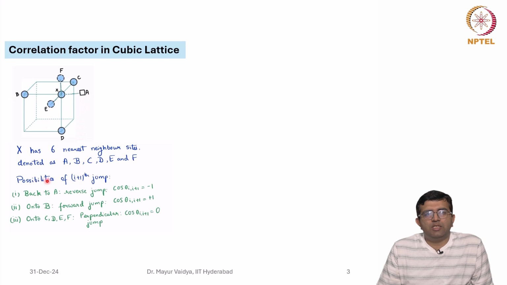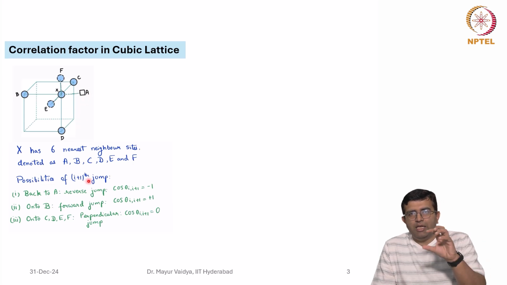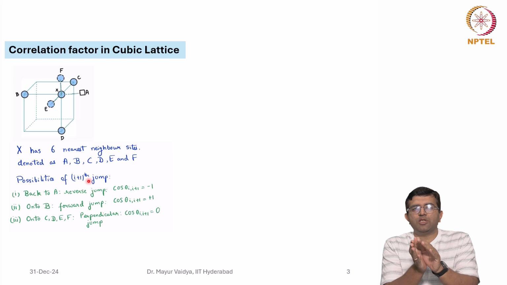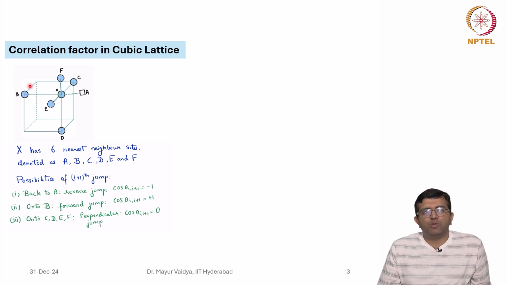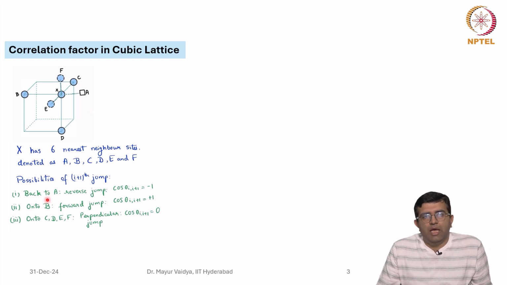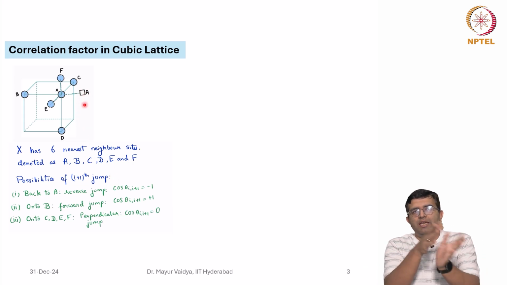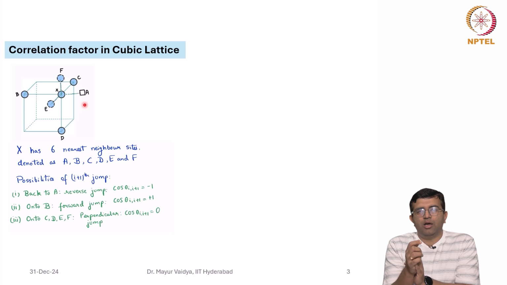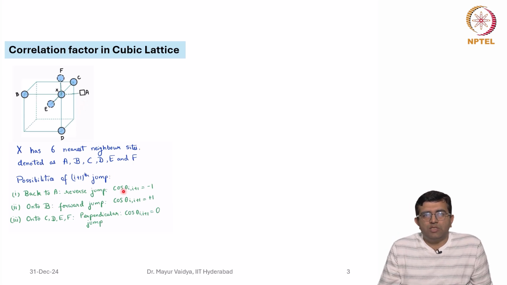Now, therefore, write these possibilities of i plus 1th jump. Remember, ith jump was from A to X. So, i plus 1th jump can be from X to any of these sites. Now, let us write down all the possible cases. The first case, it jumps back to A. So that means this can come here back to A. This is called a reverse jump. You can see that this is the reverse jump. And if the reverse jump happens, then the angle between E to X and X to A is simply 180 degrees, and therefore in that case cos theta i plus 1 will be equal to minus 1.